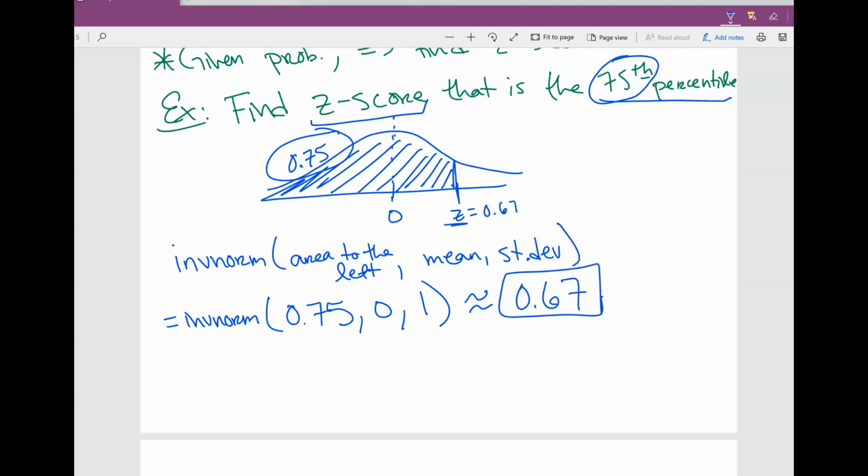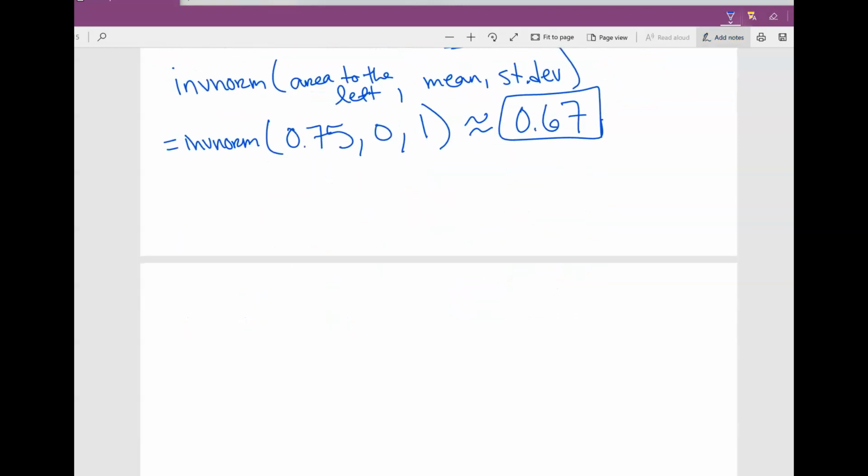If I were to use normal CDF and try to figure out the area, I would get 0.75. That's what that means. So that's what it means to have a percentile. You can do it for any percentile, like the 90th percentile. All you have to do is put 0.90 in there. Okay, so let me do one more example.